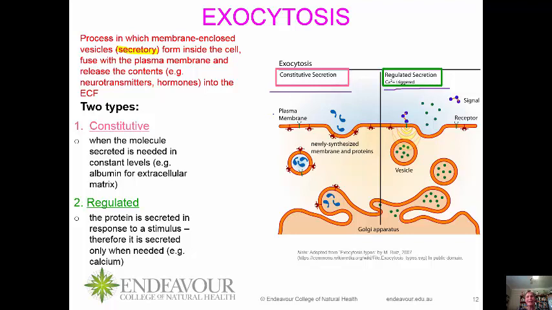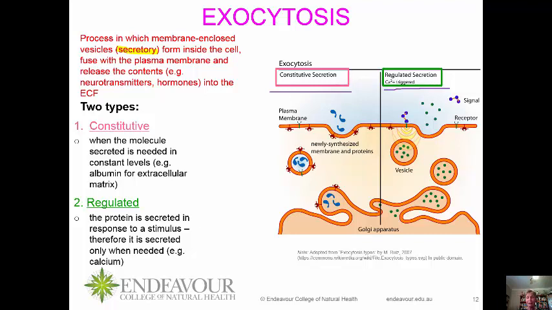Now, the difference between the 2, in constitutive, it occurs when the molecule secreted is needed in constant levels. So to maintain homeostasis, there's that word again, so to maintain balance and equilibrium, that molecule is required all the time. So an example is albumin. Albumin is a protein that is required for your antibodies. So we constantly need albumin. So that's called constitutive secretion. The other type of exocytosis is regulated. And this is where the protein is secreted in response to a stimulus.